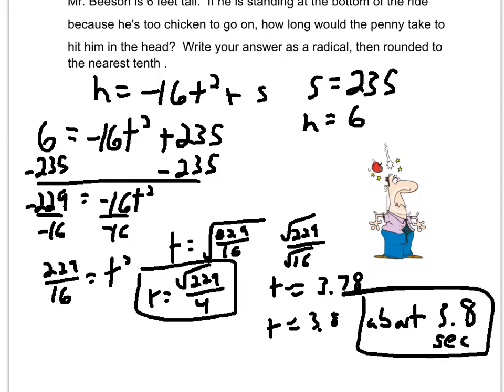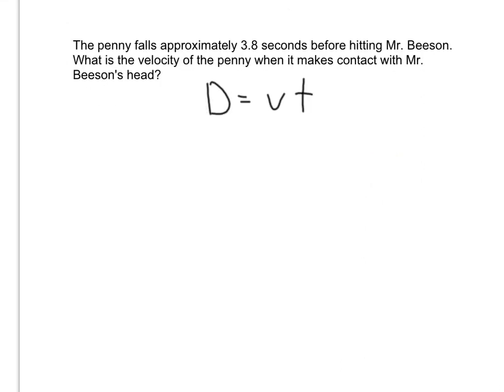Okay? Well, that's your problems on the falling object model. I got one bonus problem for you just for fun. Okay? We'll throw a little science in here. This problem says that the penny falls approximately 3.8 seconds before hitting Mr. Beeson. I want to know what's the velocity of the penny when it makes contact with Mr. Beeson's head. Well, here's a formula for velocity. It says the distance the penny travels equals the velocity times the time. Well, we know the distance it had to travel to hit Mr. Beeson's head was 229 feet. And we're going to take the seconds, 3.8, times the velocity to figure out what the velocity is.